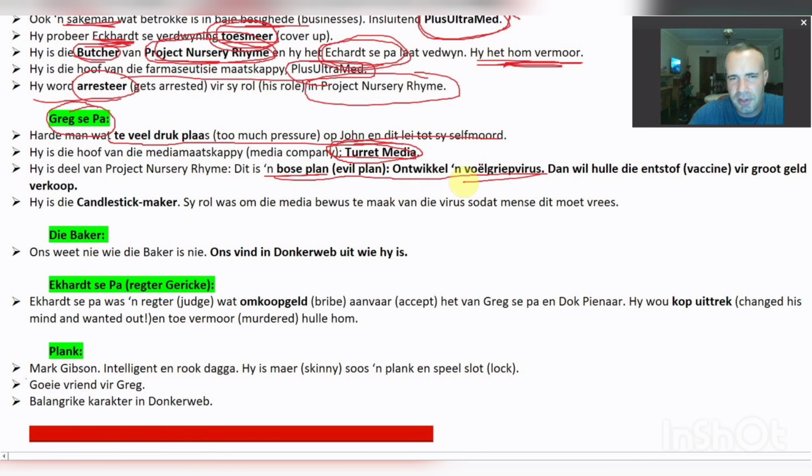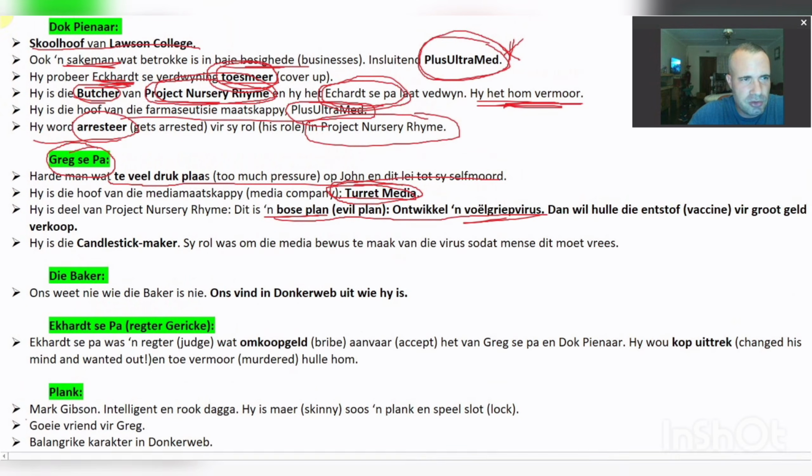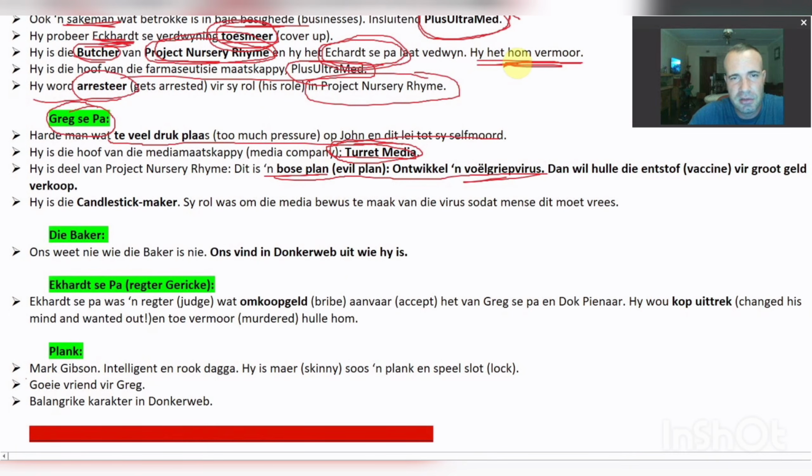Ontwikkel 'n voëlgriepvirus. Okay, so the baker, so there's the butcher, the baker, and the candlestick maker. Okay, Dokpinar is the butcher because he did the killing part. Okay, the candlestick maker, he makes things happen. In other words, he spreads awareness of the virus, and then he'll also spread awareness of the vaccine. Okay, the enstof, and then they'll earn big money. Okay, he's the candlestick maker.